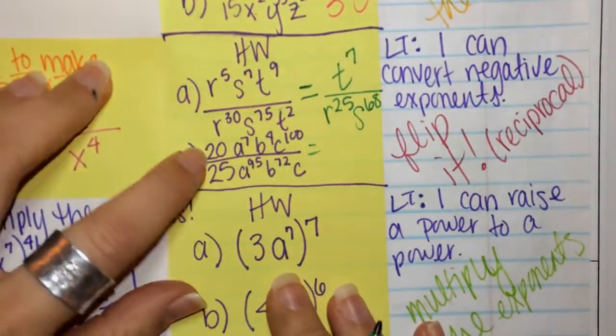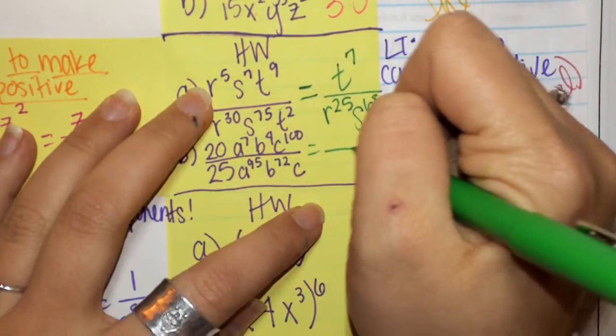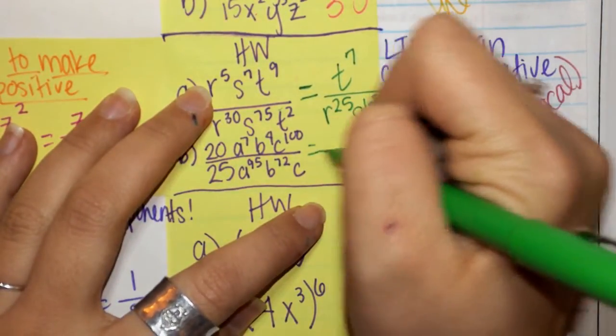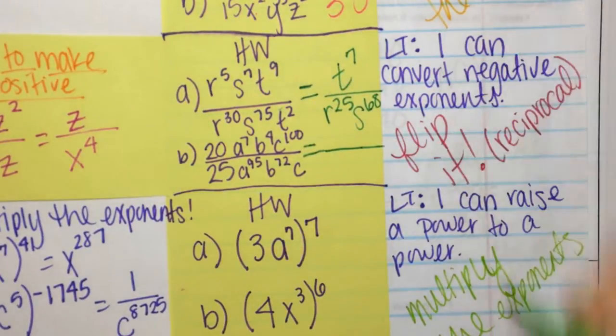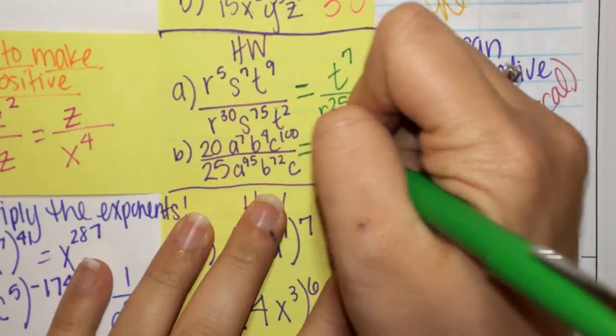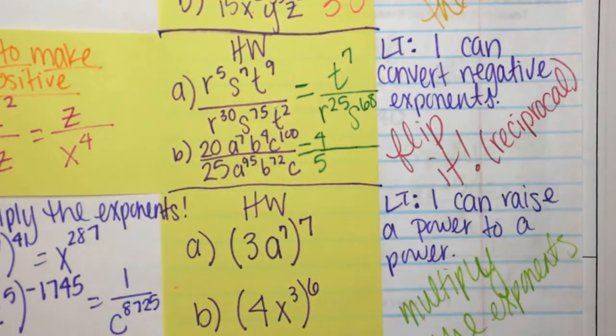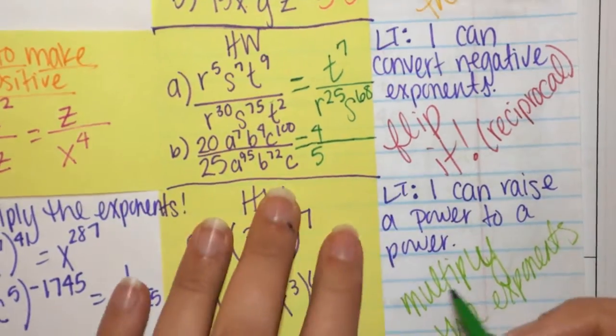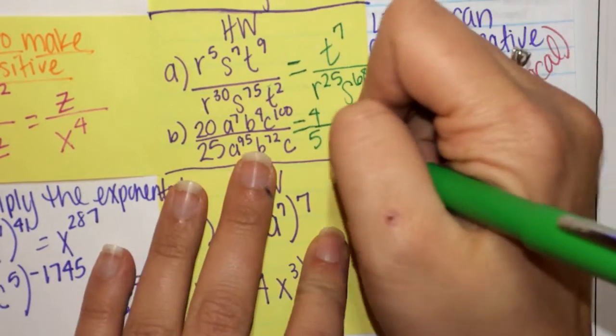Alright, so 20 divided by 25. 20 divided by 25 reduces to what? 4/5. Alright, now who can raise their hand and tell me what 7 minus 95 is? Negative 88. I said raise your hand and tell me. Avery. So is it going to go on top or bottom?